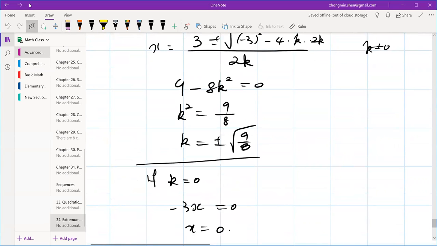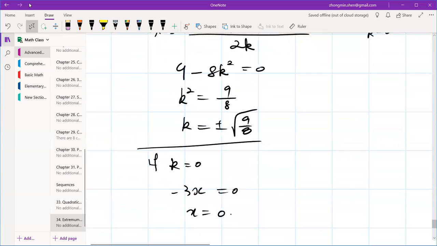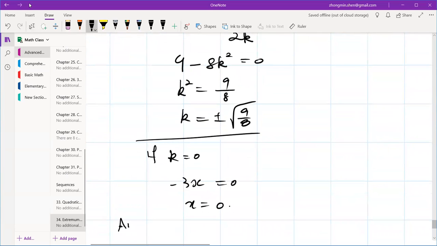All right, so you have to look at the case when k is equal to 0. When k equals 0, the equation is the simplest equation, and x is 0. So the answer will be k equals 0, and k equals plus or minus the square root of 9 over 8.